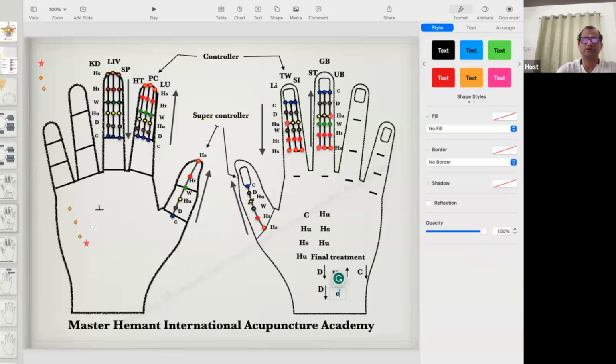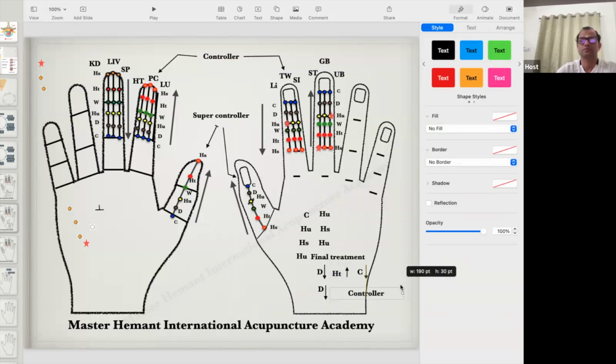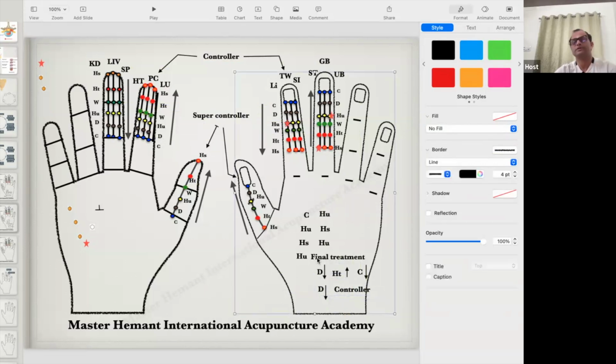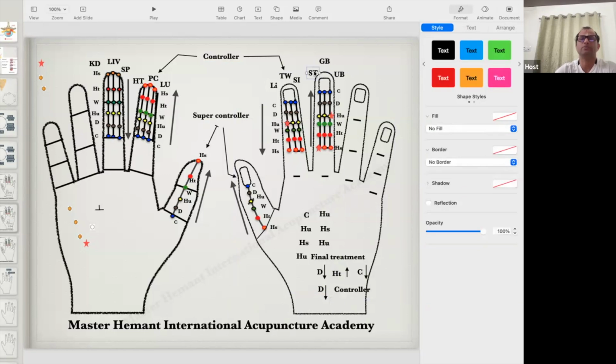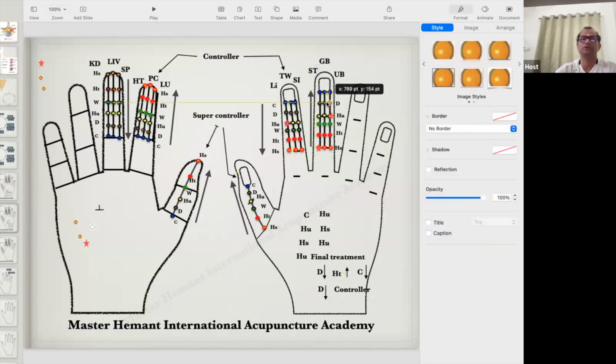I'm just writing controller, but you should understand controller and super controller both. Let's start. So look at here. In the humidity meridian, we have to make the final treatment. So dryness sedation, where the dryness point? Dryness point is here. So take the bell magnet and putting on the dryness point for dryness sedation. We can see this is the dryness point.